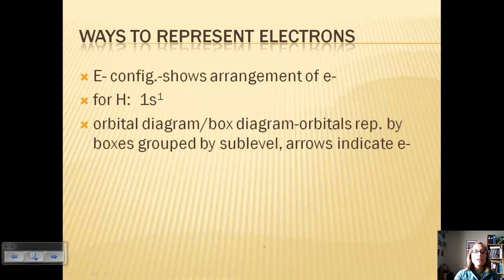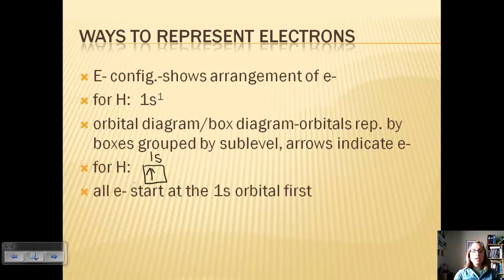We can also draw what's called an orbital diagram or a box diagram. We represent the orbitals using boxes that are grouped by sublevels, so S, P, D, or F, and then we use arrows to indicate electrons. If you remember from the Pauli exclusion principle, they have to spin in opposite directions, and there can't be more than 2 electrons in an orbital. So for hydrogen, we have one box because it's just in the 1s orbital and it has 1 electron, so we draw 1 arrow.